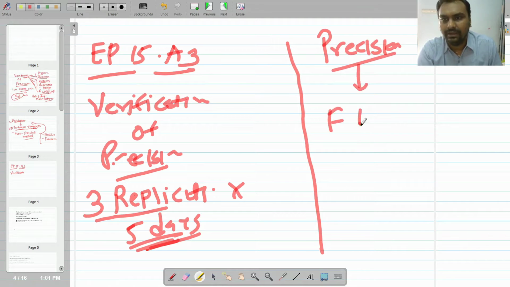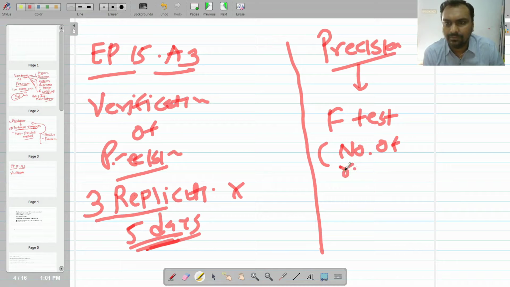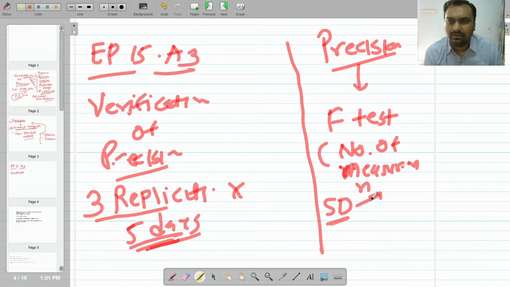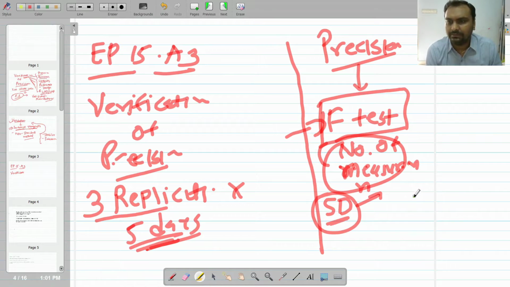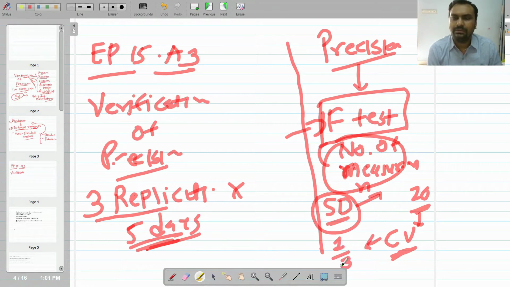we can also do an F test when the manufacturer has given us the number of measurements, that is N, and the SD of that measurement. If this SD and number of measurements are given, we can perform a very simple test called an F test. Also, we can run the samples on 20 days and check the CV, and if it is less than 1/3 of the total allowable error, then the precision claim is okay.